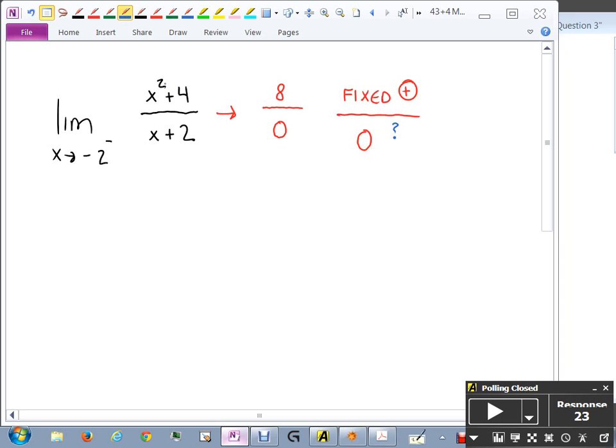So let's draw a number line. And let's put what on this number line? Negative 2. And let's approach it from which side? Left side. Someone give me a number. Negative 2.1. What's the most common mistake I see there? Negative 1.9. Wrong side, right? Zero's over here. Negative 1's over here. So negative 1.9 is on this side, not on this side.